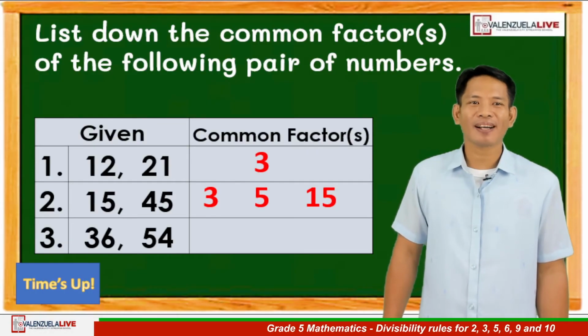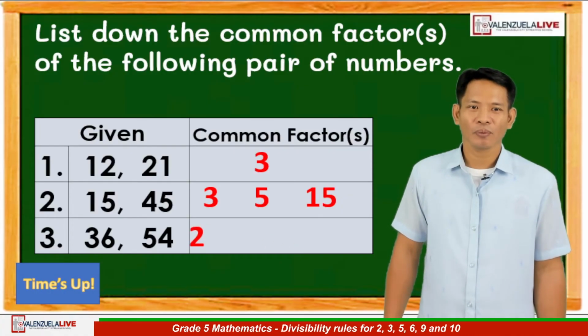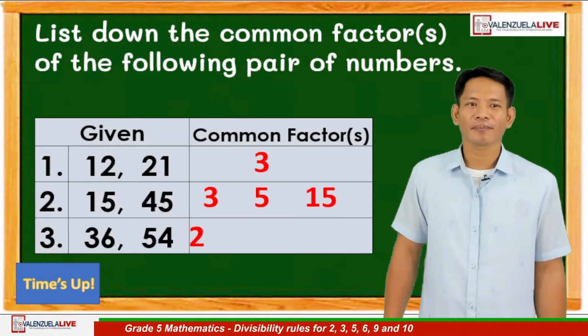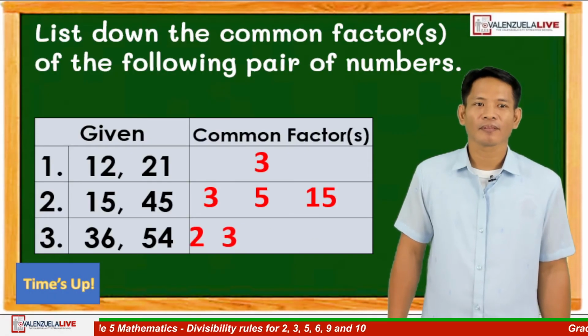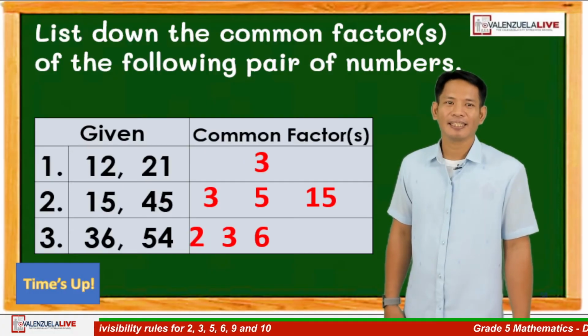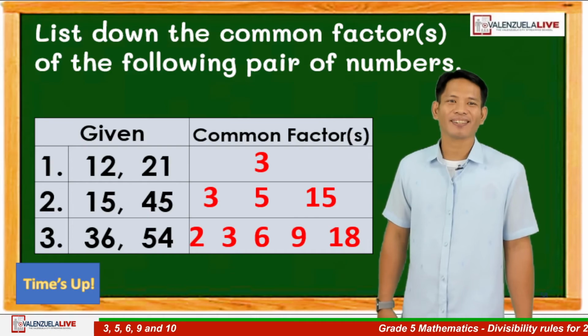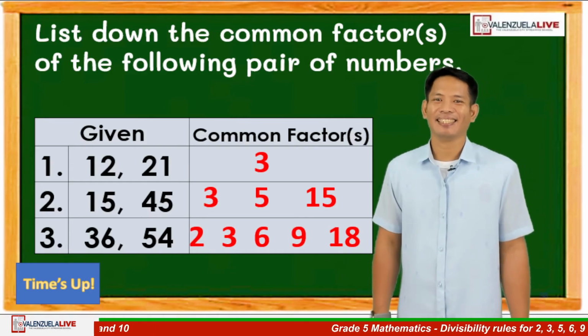What are the common factors? We have a common factor of 2. We have also a common factor of 3. Also, common factor of 6, 9, and last one, we have a common factor of 18. Okay.